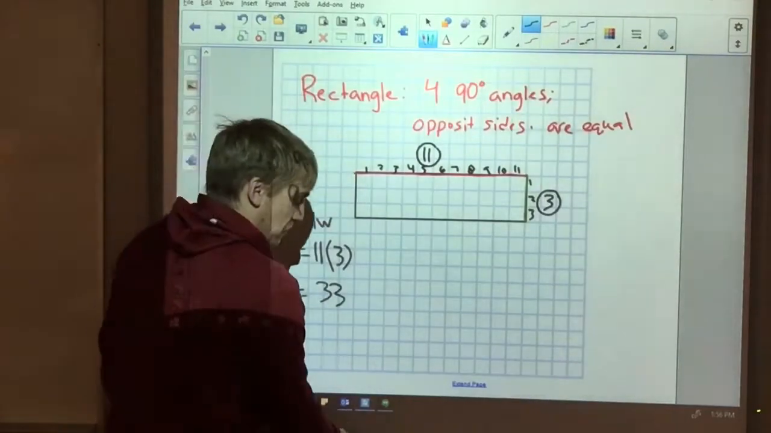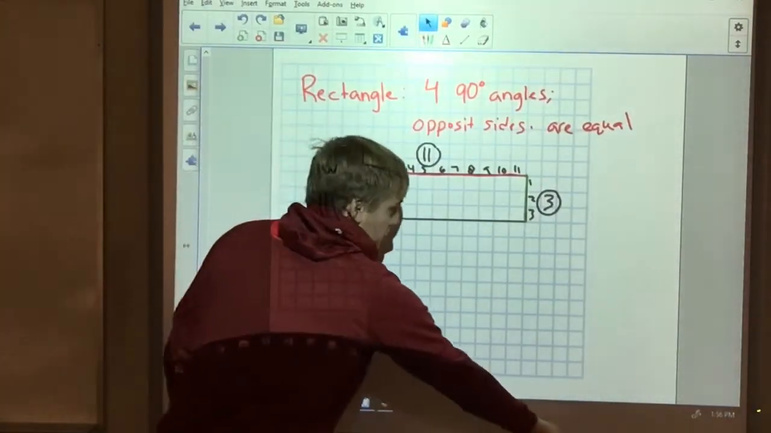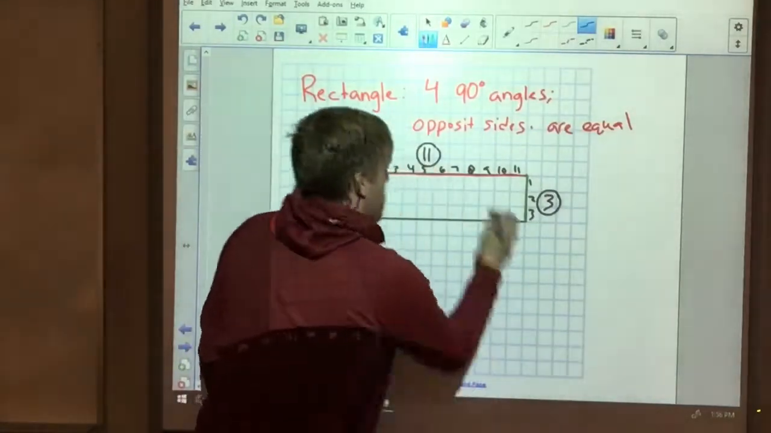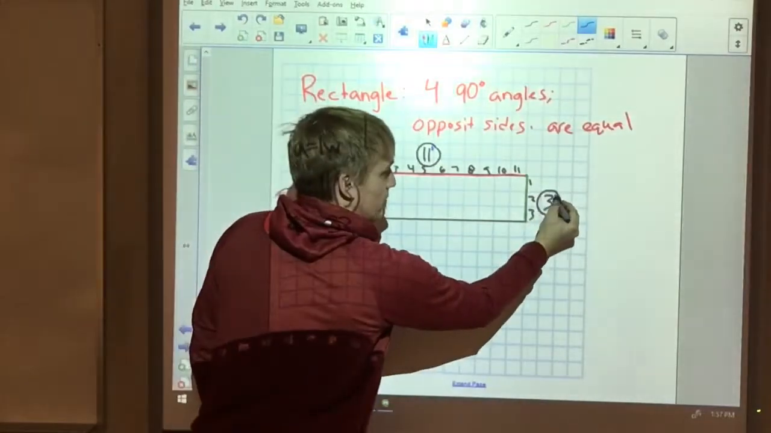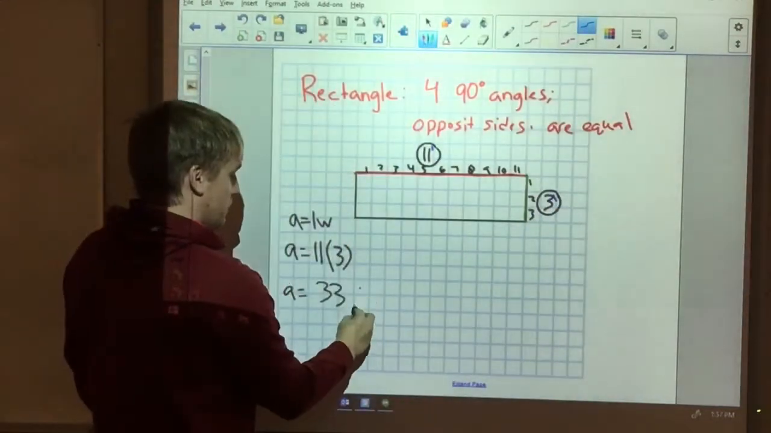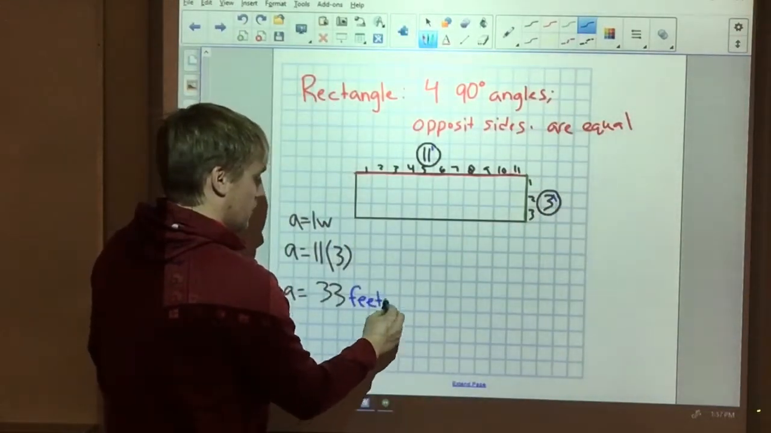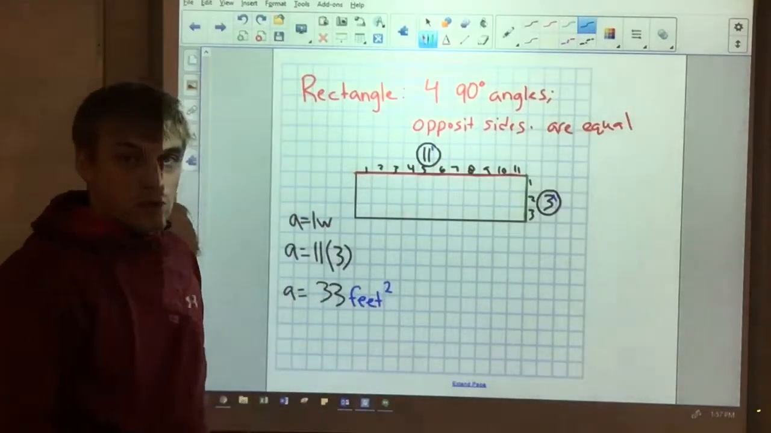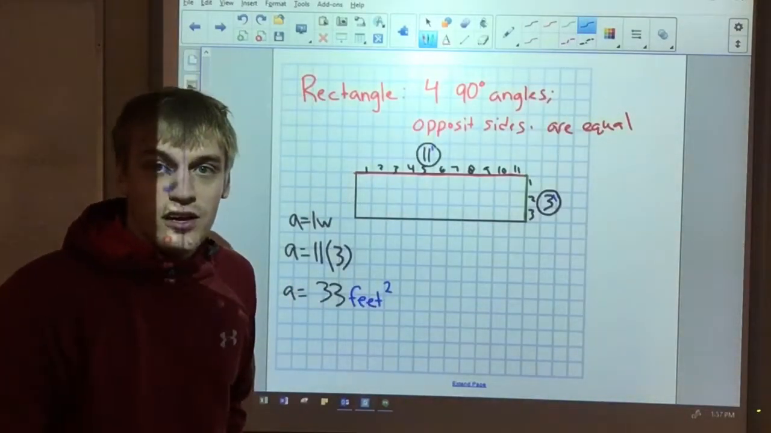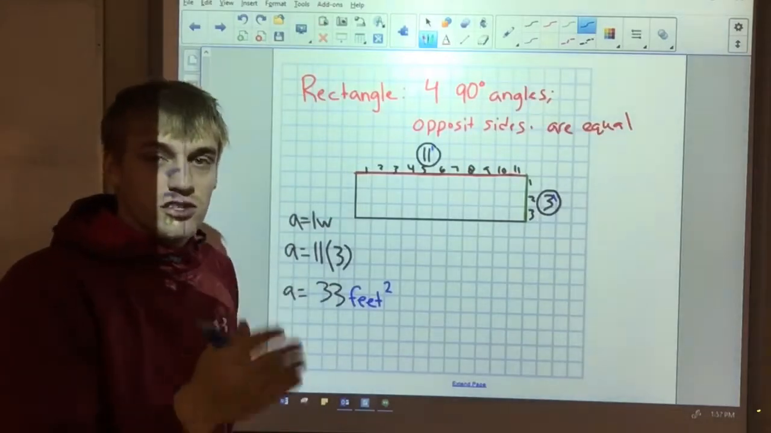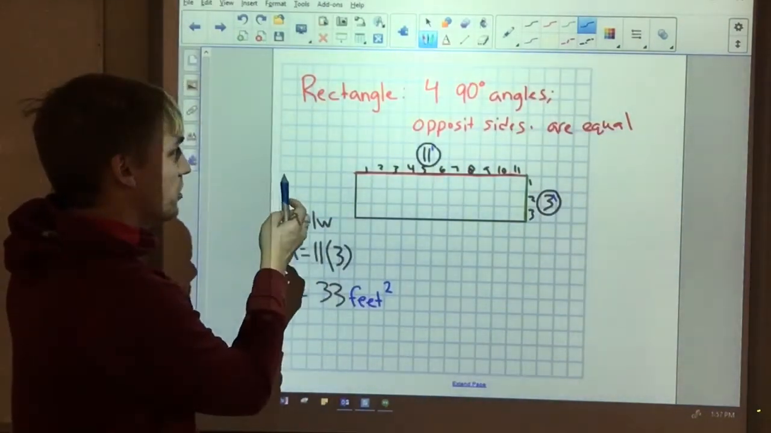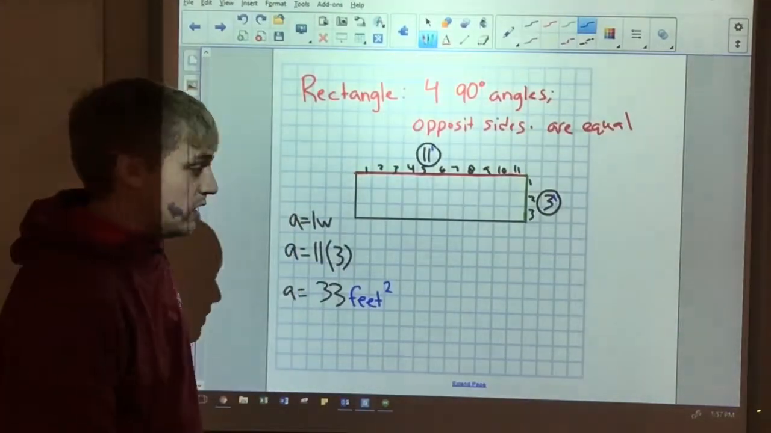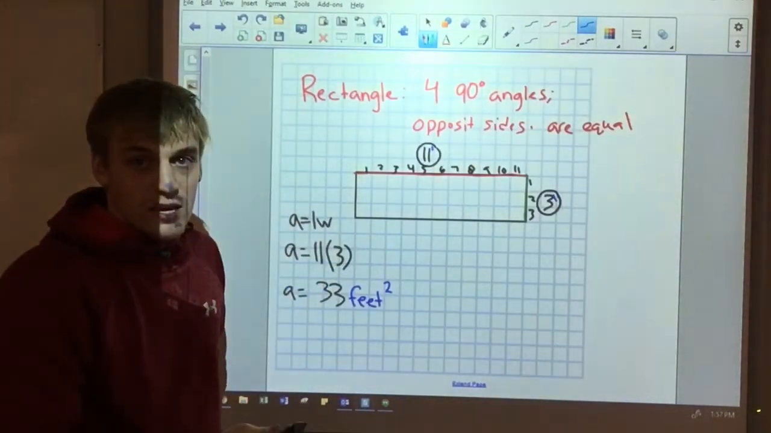Let's say that this was feet. We show feet, if we're going to show the short version, with just one line. 11 feet squared. We always put that squared because that tells us we're finding area. We're finding the size of the surface of a two-dimensional shape. That's the formula for a rectangle. Same as a square. They're the same.